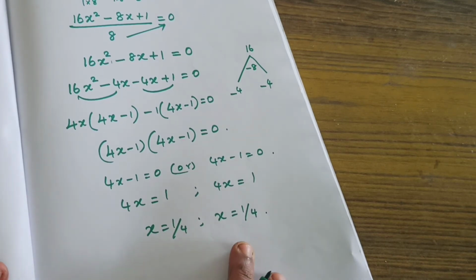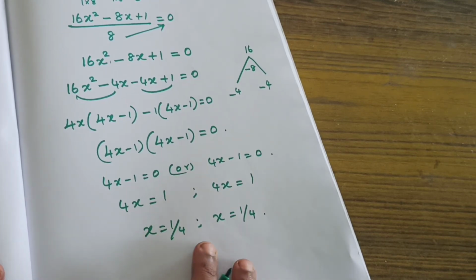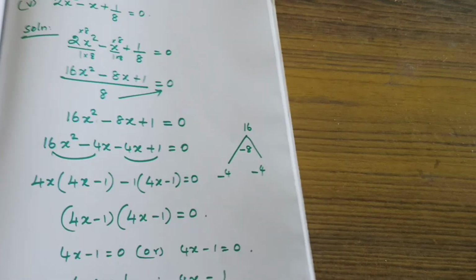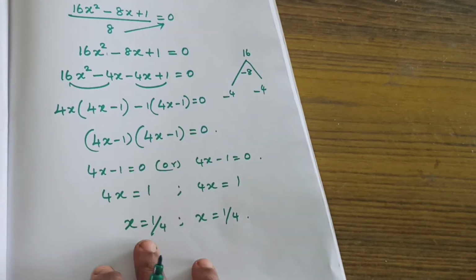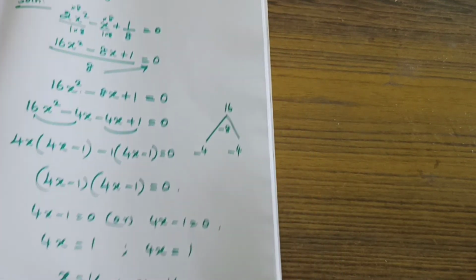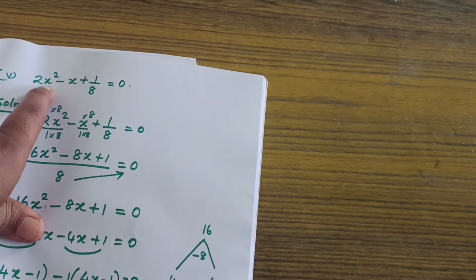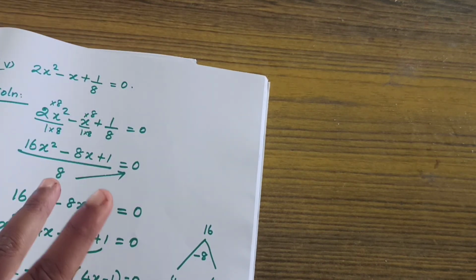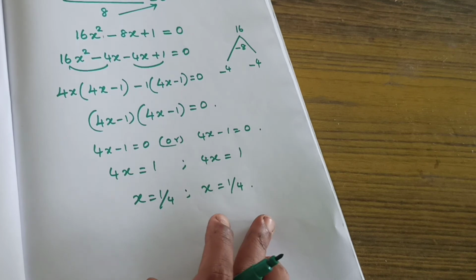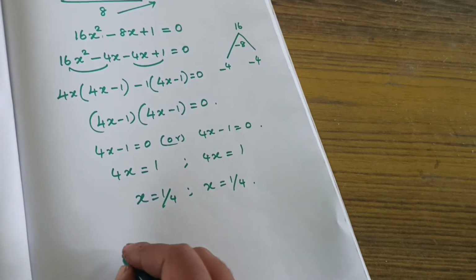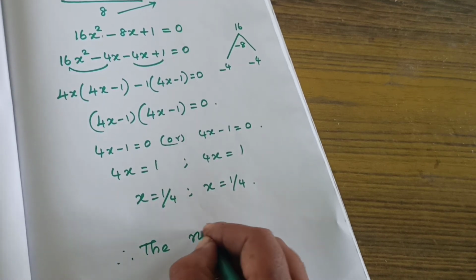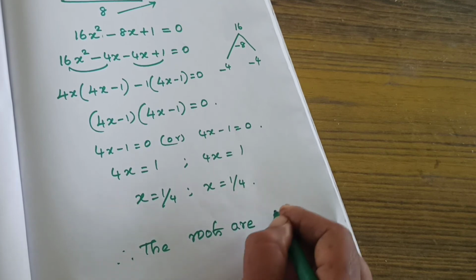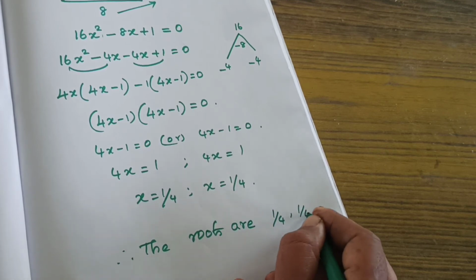And here surely you will get one doubt. Same number only, why are we writing 2 times? Because we need to write 2 times, x equal to 1 by 4 and x equal to 1 by 4. The reason is, since a quadratic equation has how many roots? 2 roots. So definitely you need to mention the 2 roots even if it is the same number. Therefore the roots are 1 by 4, 1 by 4.